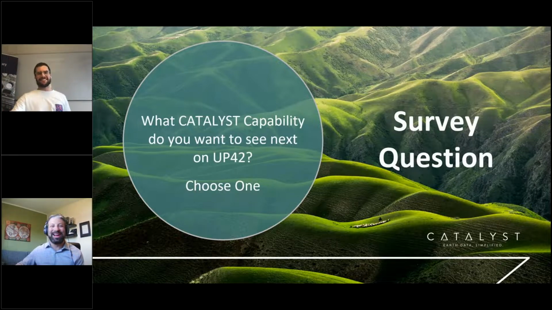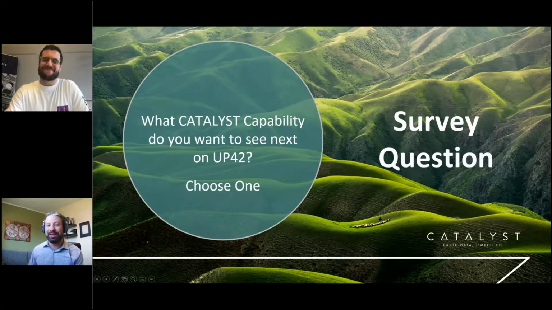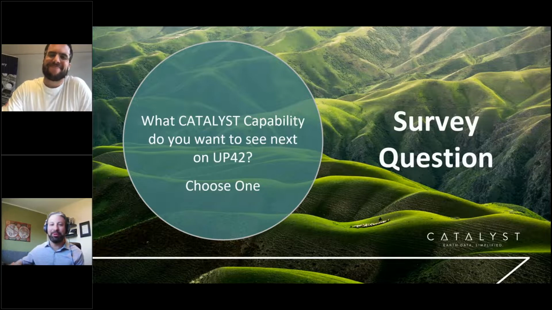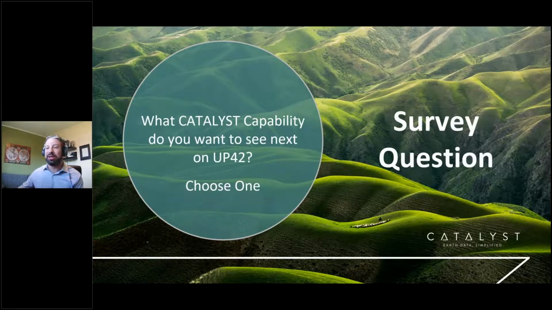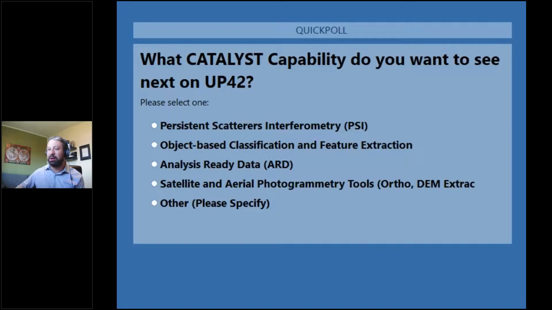One great survey question. This is the last survey question, and then we're going to get into our special offer, and then we'll open things up for our Q&A before we conclude the webinar. Okay, so with this survey question, we really want to understand from you what Catalyst capability you want to see next on the App42 platform. We have a couple options here, and it's select one. So I'll launch the survey right now.